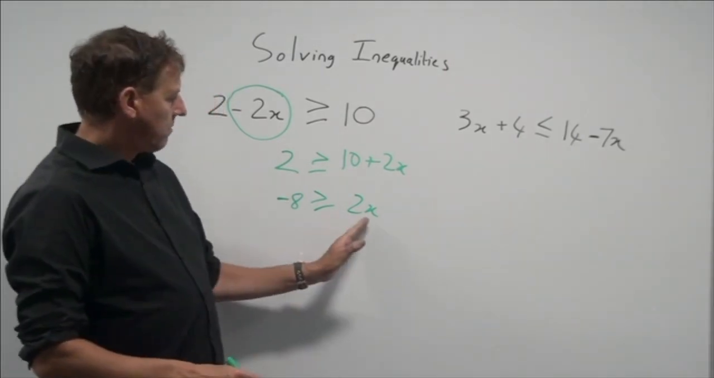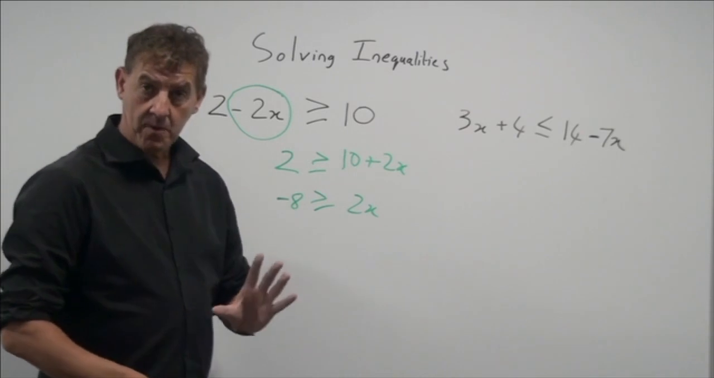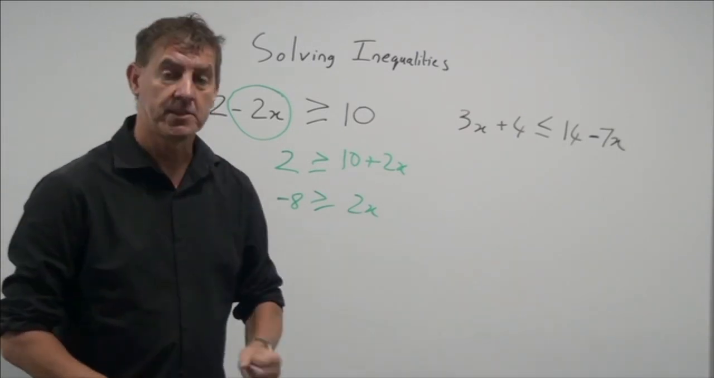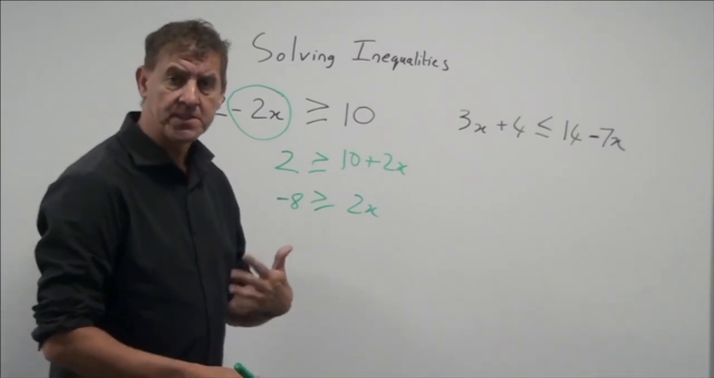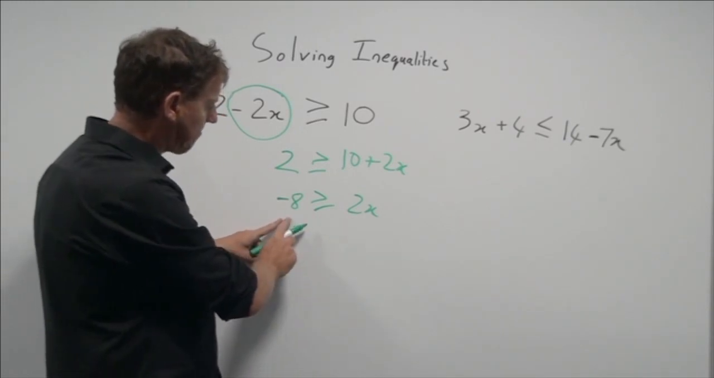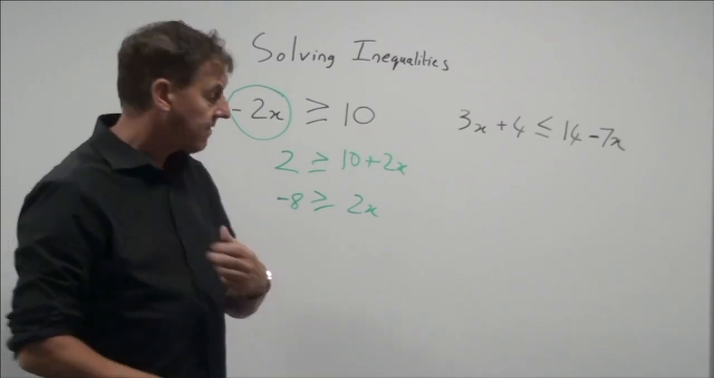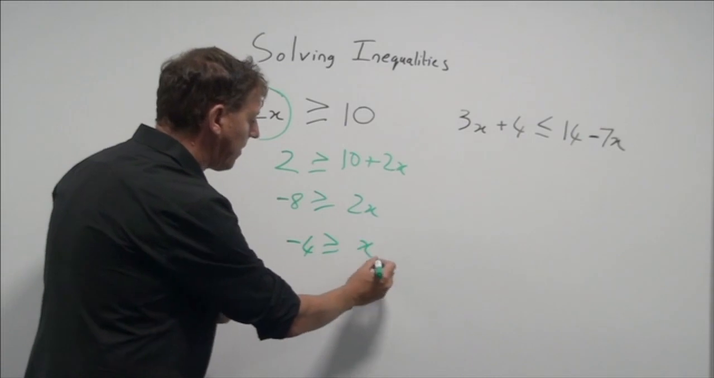So we're now going to try and remove the 2. Notice the negative 8 is out of the way already, so we're now trying to remove times by 2. And the way we remove multiply by 2 is to divide both sides of the inequality by 2. So I'm now taking this negative 8 and dividing it by 2. Negative 8 divided by 2 is negative 4.